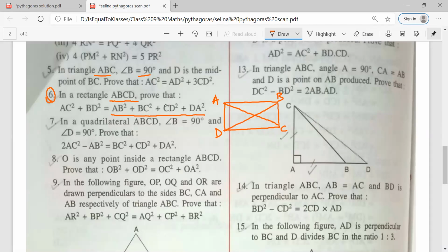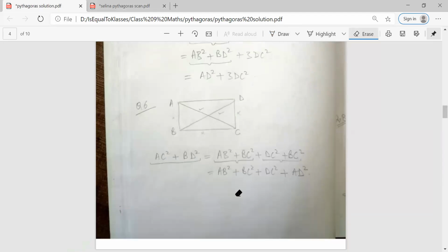Now, as we have discussed before, properties of a rectangle should be very clear. The diagonals are equal, they bisect each other. So these properties should be very clear. Only then you'll be able to do the questions. If there is any doubt till here? No, sir. Let us look at the solution of this question.